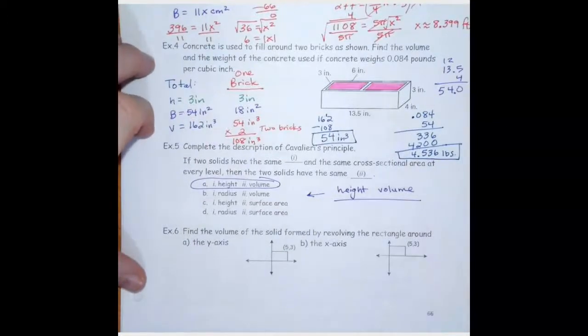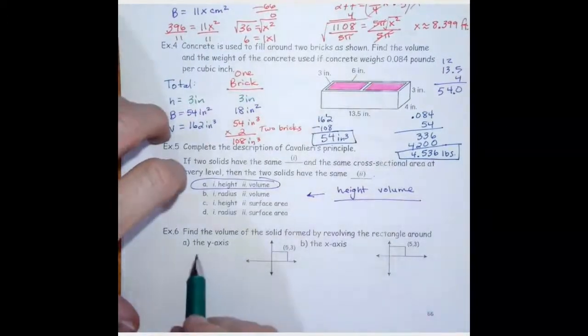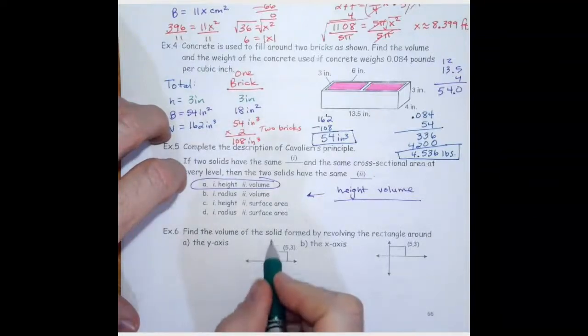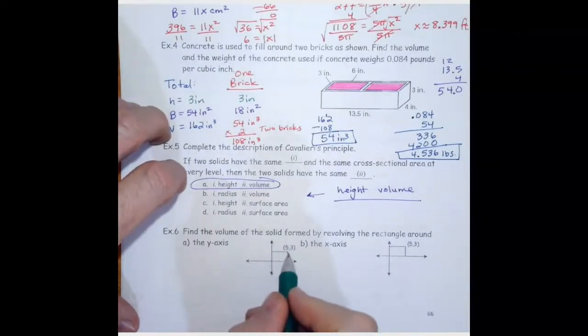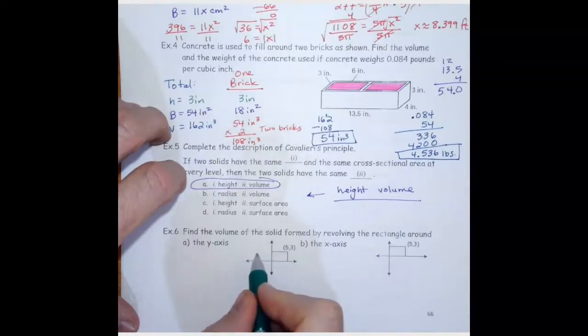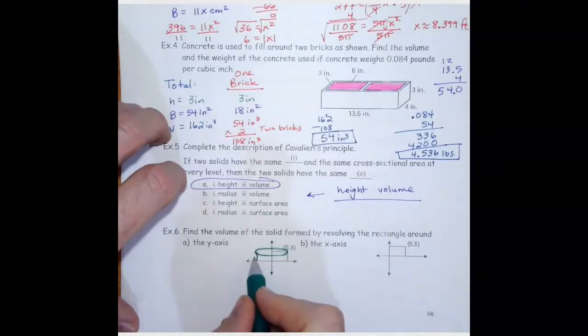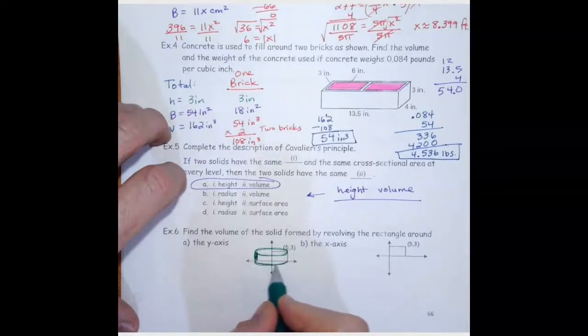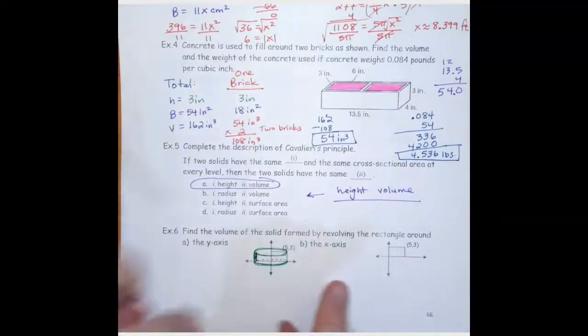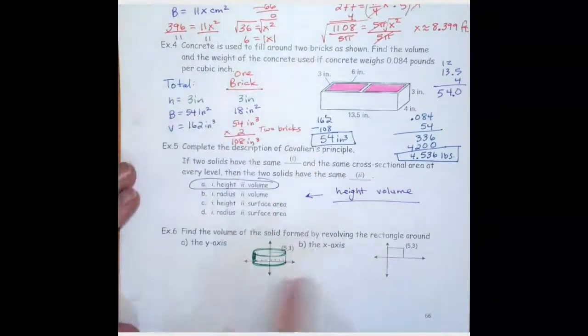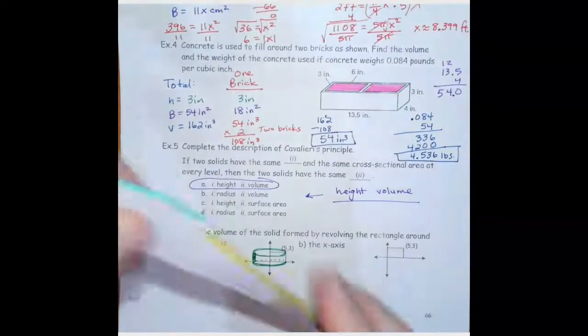Find the volume of the solid formed by revolving the rectangle around the y-axis. So here's the y-axis. So if we take this rectangle, we revolve it around, that would come maybe a little bit further than that. Okay, it would look something like this. So try to imagine taking that rectangle and spinning it around the y-axis. We get this, and I have an example of that as well.